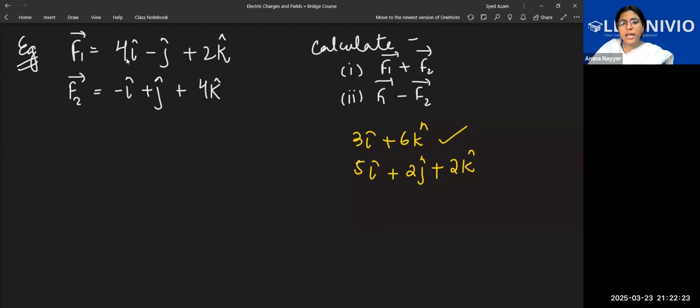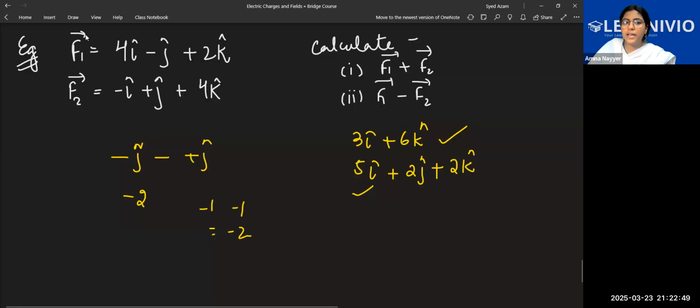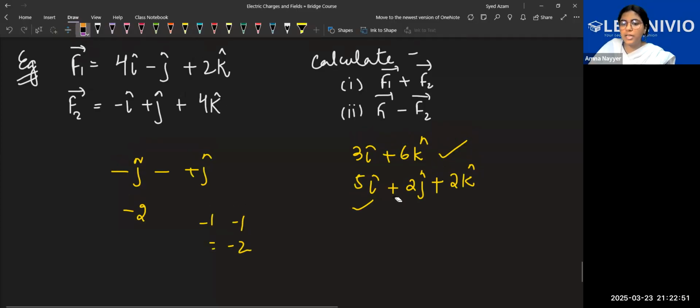When you are subtracting, 4 minus minus 1 becomes 5 I cap. Then you have minus minus J cap. See, this is minus J cap, minus, you have plus J cap, right? This is what we are doing. Yes, ma'am. So this will be minus 2, right? Minus 1 is minus 2, no? Yes, ma'am. So it won't be plus 2 J cap. This will be minus 2 J cap.